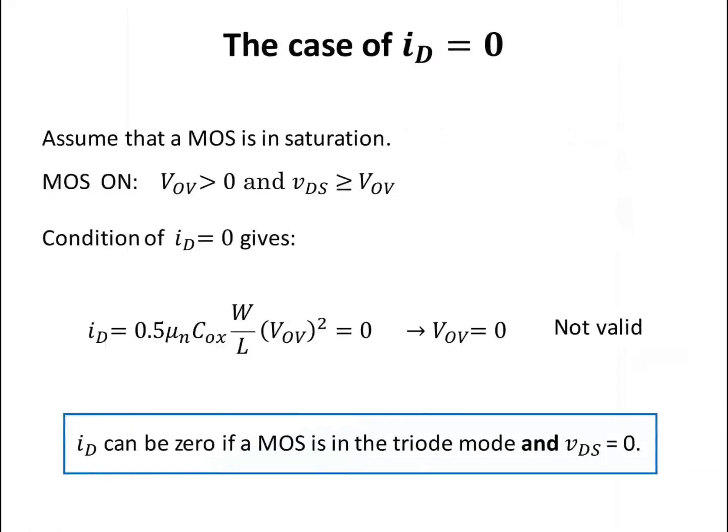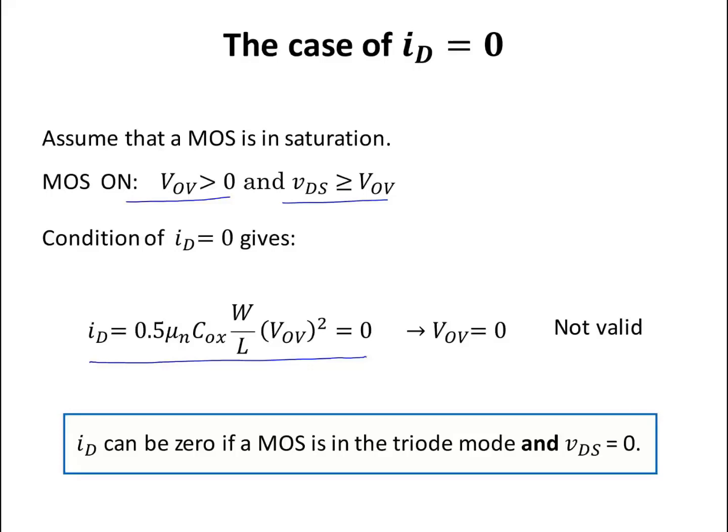Now let's check the case of ID being equal to 0 and the transistor operating in the saturation region. In the saturation region, because the MOSFET is on, the overdrive voltage is greater than 0. Also, VDS is greater than the overdrive voltage. So I'm going to use the ID equation for saturation and equate it with 0. That gives me an overdrive voltage equal to 0, but that's not valid because the transistor is on. By the assumption of saturation, I know the overdrive voltage is greater than 0. So it's not possible for the transistor to operate in the saturation region and have an ID equal to 0.